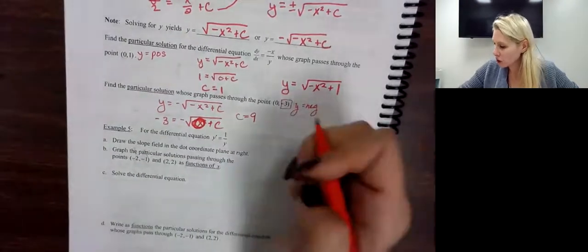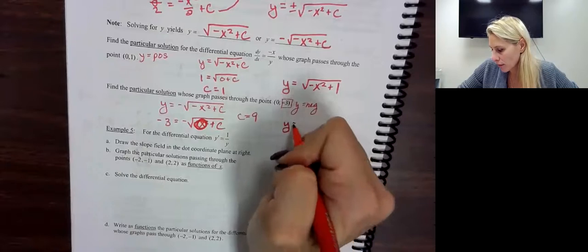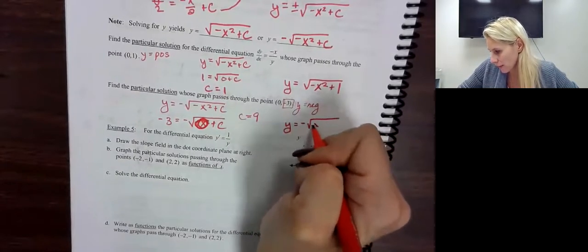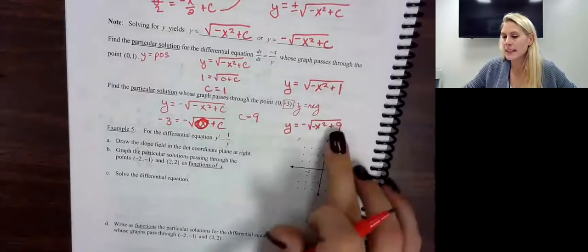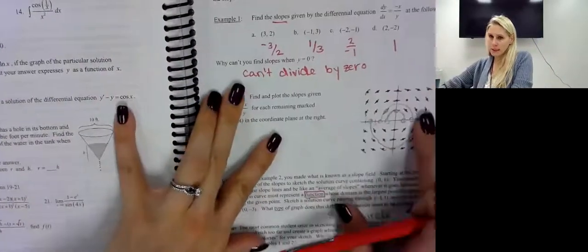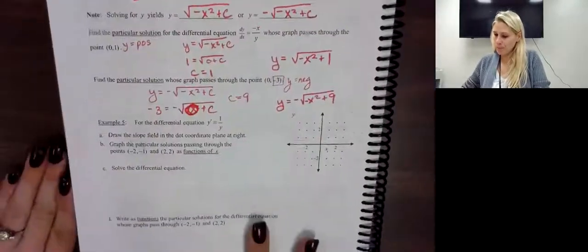Again, I want to make sure it's a particular solution, so I want that particular function. So negative square root of negative x squared plus 9. And that is the particular solution, the function that would make this semicircle down here going through the point 0, negative 3.